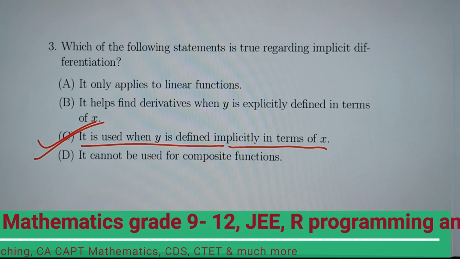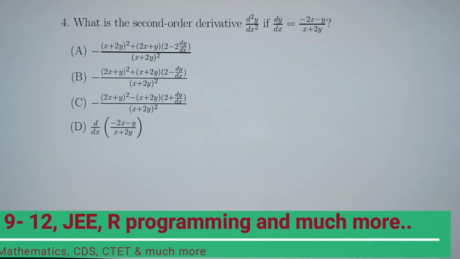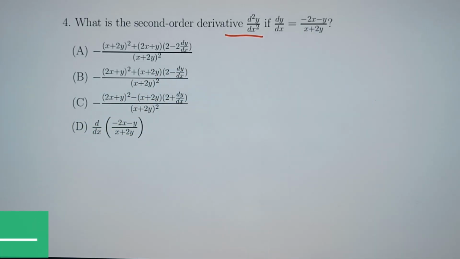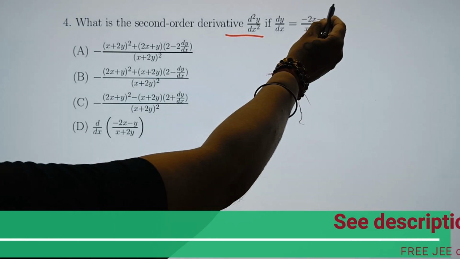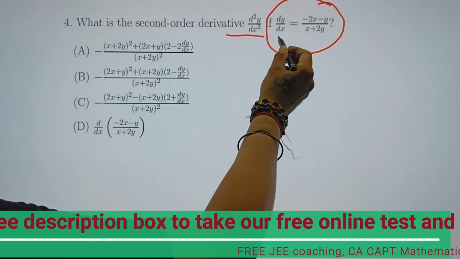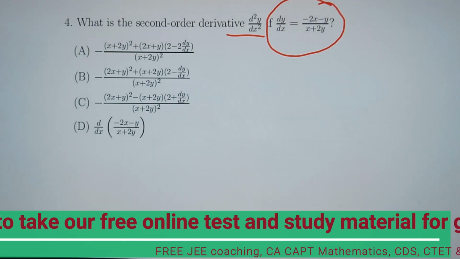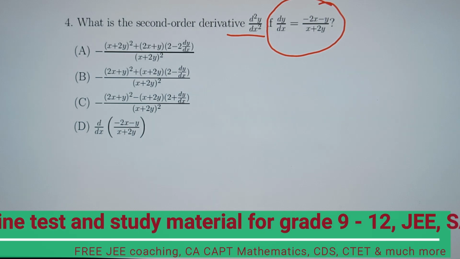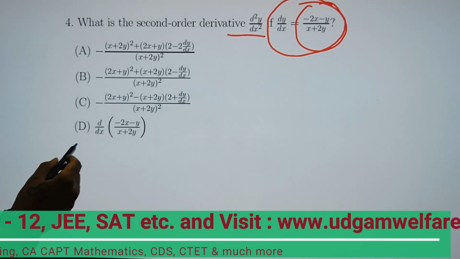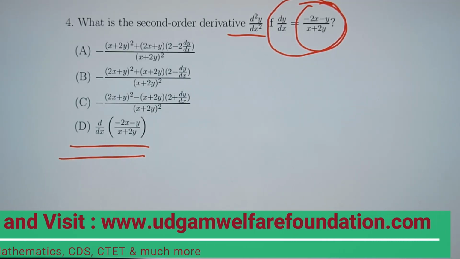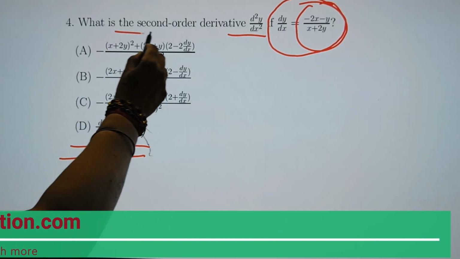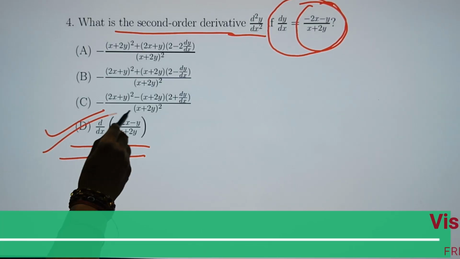Now let's move towards question number 4. So students, here comes our question number 4, which states: what is the second order derivative d square y by dx square if dy by dx equals this? This is very important. You have to check what is given here, because it is not y, it is given dy by dx. So obviously the derivative of this particular function will give you d square y by dx square. So we can say that option number D states the derivative of the given function is the second order derivative. Very simple. So option number D is our correct answer here.